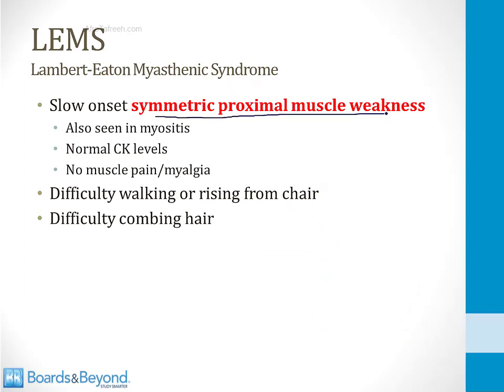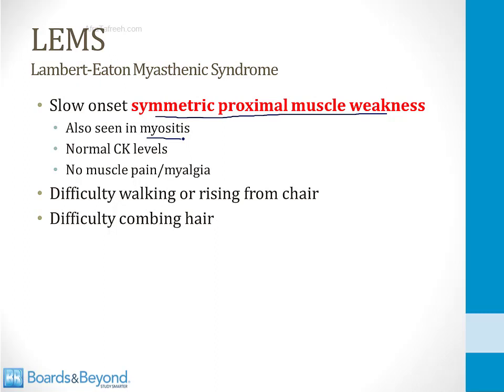So this is a distinction from myasthenia gravis, which usually presents with eye symptoms. In Lambert-Eaton, it often presents with proximal muscle weakness. Now, this is the same symptom you can see in myositis. However, in myositis, there is inflammation of the muscles. So you see elevated CK levels, and patients usually have muscle pain or myalgias.